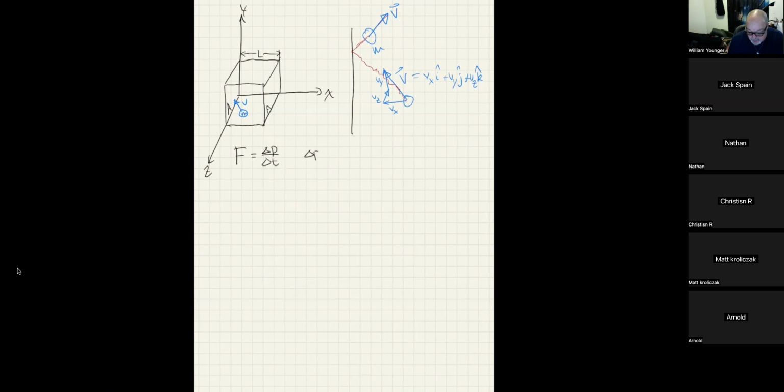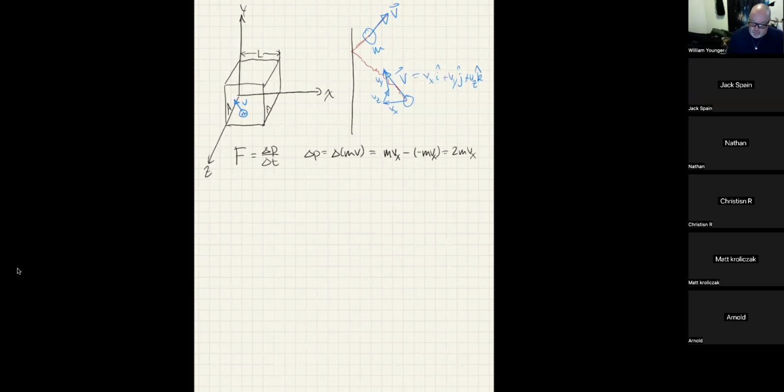And we know that delta P is really the change in mass times velocity, right? So according to our diagram, we have a final momentum of m times vx, minus the initial momentum, which is negative m times vx. So you end up getting 2m vx as the change in momentum, okay?